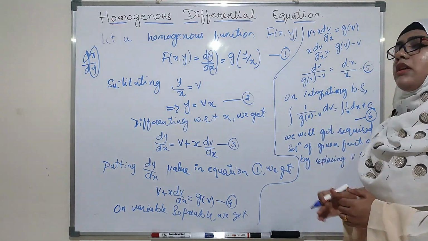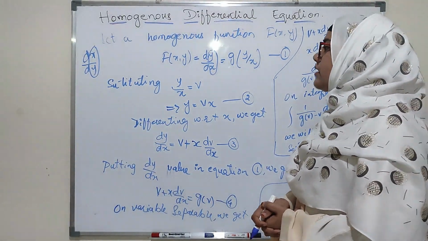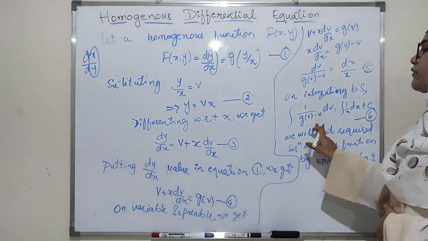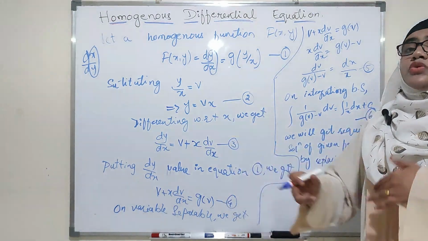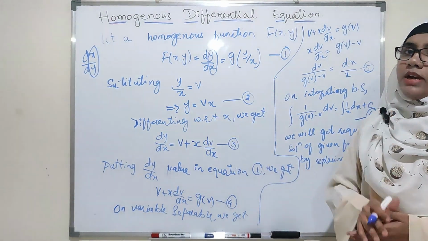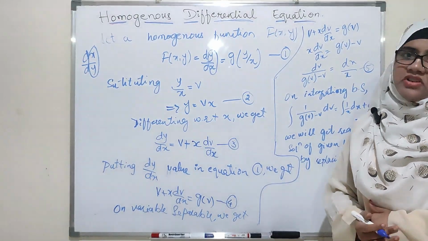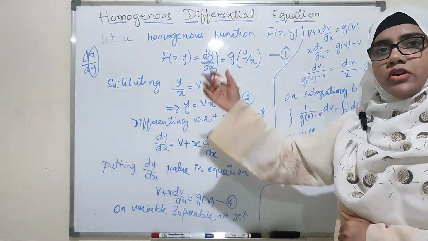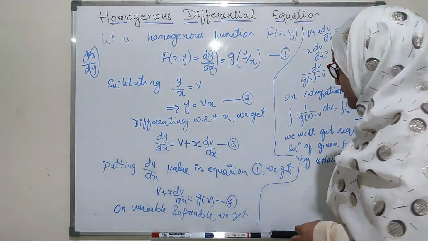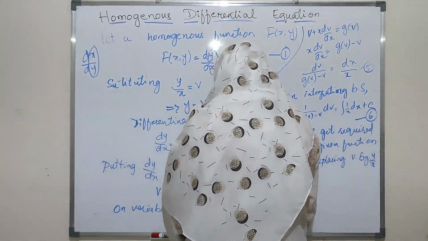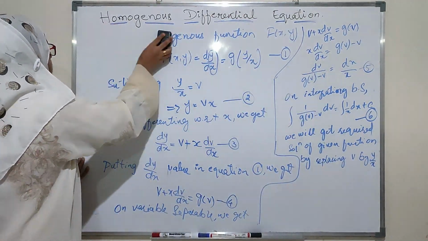After integration we will get the required result, and after the integration we have to replace v by y by x, as we have taken, then we will get the required solution for the given homogeneous differential equation. By following these steps we can easily solve the problems. Okay, so let's solve some examples based on this homogeneous differential equation.